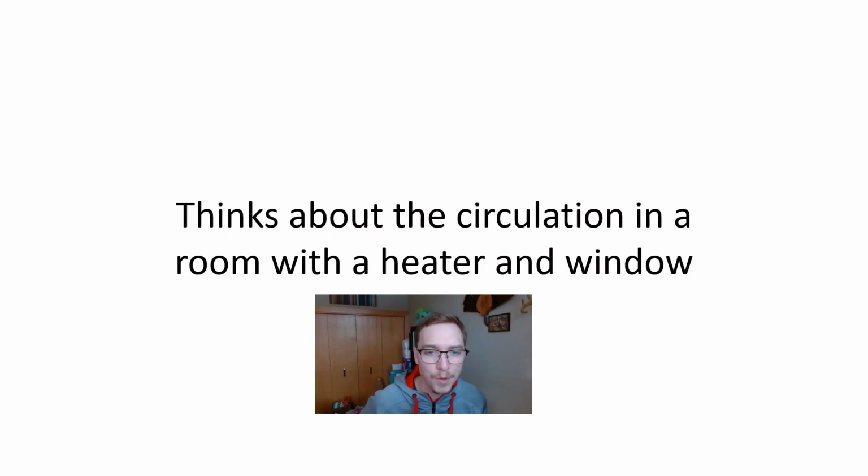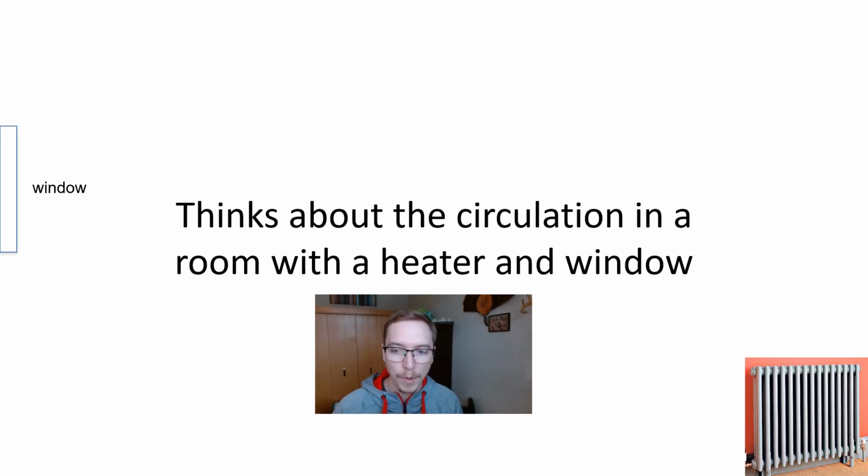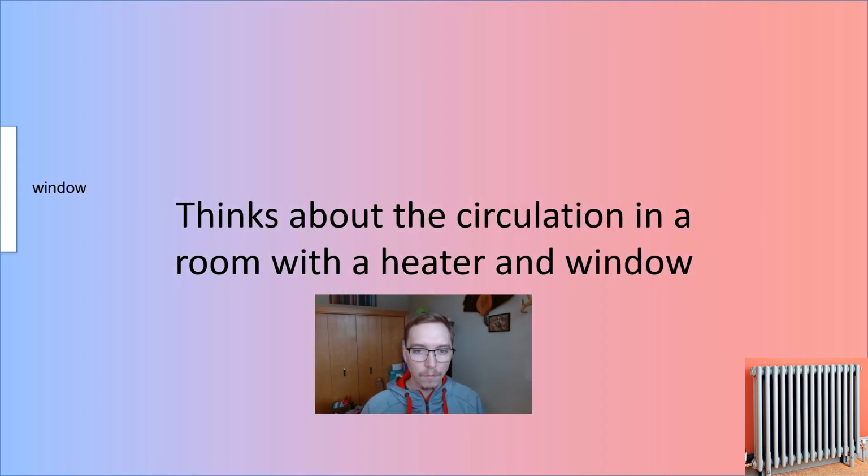So let's think about how circulation would work in a room with a heater and a window. The heater is providing heat. The window is providing cooler air. You can see those here. Obviously, there is a temperature gradient between the hotter air around the heater and the colder air around the window.